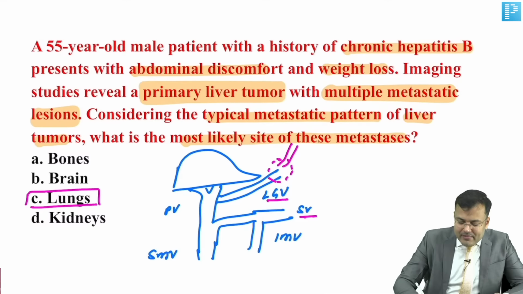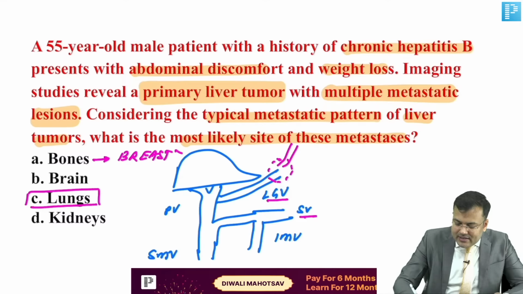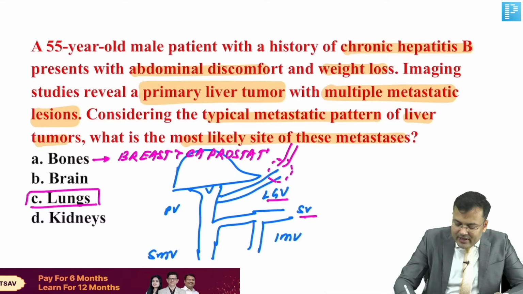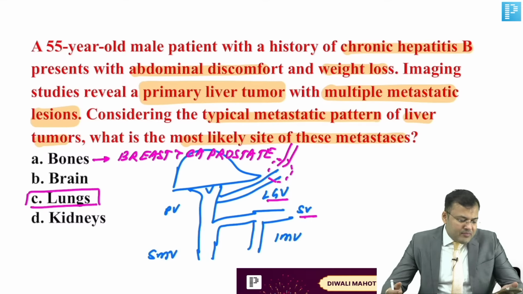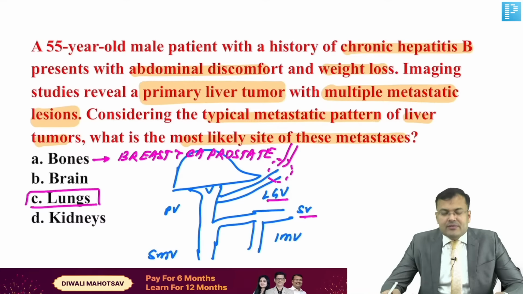So, most common primary for bone metastasis, what happened? It's breast cancer, followed by CA prostate. In Bailey, it's wrongly written as prostate. No, it's CA breast followed by CA prostate. It is breast. Yes, okay, Dr. Strange. So, it is breast followed by CA prostate.